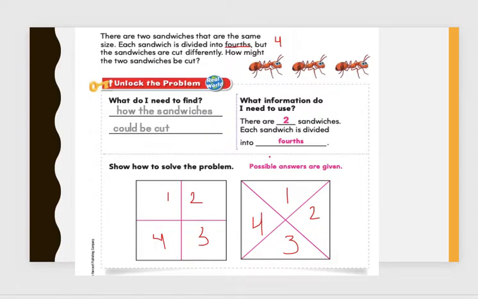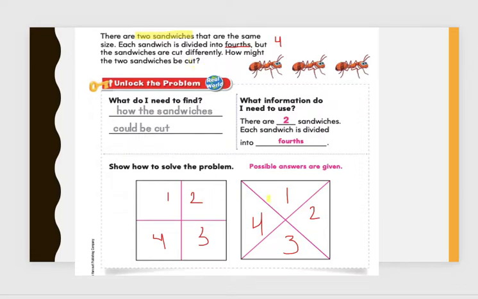So I have over here my 2 squares to represent my 2 sandwiches, because in my word problem it says there's 2 sandwiches. So in order for me to be able to solve that, I need to know, okay, there's 2 sandwiches. So I can represent those by drawing 2 squares. And then it says they are the same size. So that's why my squares are the same size.